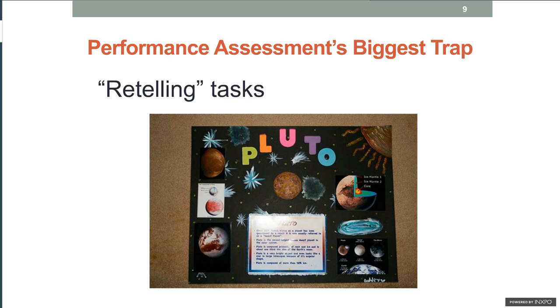Retelling tests like this abound in performance assessment in both elementary and high school. I have examples at all grade levels. It's amazing. It's not just little kids that get asked to make pretty things and think they've demonstrated learning. So when you design your task, make sure that students have to do some thinking and not just collecting of facts in order to do your performance assessment task. Avoid retelling tasks at all costs.